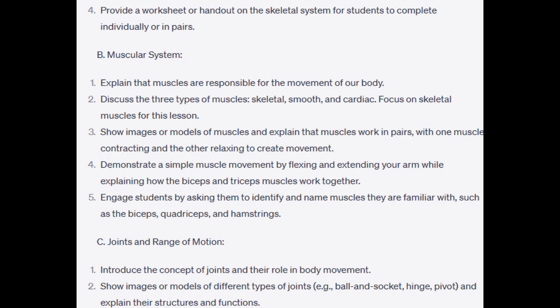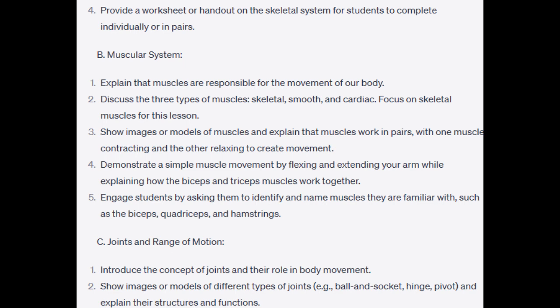Show images or models of muscles and explain that muscles work in pairs, with one muscle contracting and the other relaxing to create movement. Demonstrate a simple muscle movement by flexing and extending your arm while explaining how the biceps and triceps muscles work together. Engage students by asking them to identify and name muscles they are familiar with, such as the biceps, quadriceps, and hamstrings.